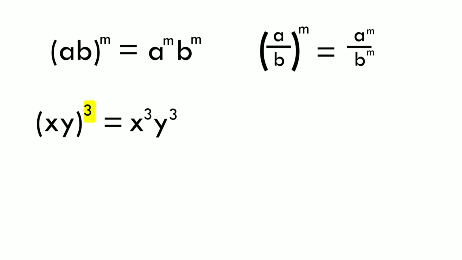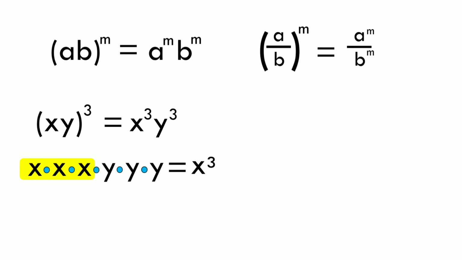Not convinced? xy simply means x times y. Now since the exponent is 3, then we have to repeat it 3 times, just like this. Since multiplication is commutative, we can then rearrange it this way. Now here we have x times x times x, and that's just equal to x raised to the power of 3. Here we have y times y times y, and that's just equal to y raised to the power of 3. As you can see, the answer is just the same with the above method.